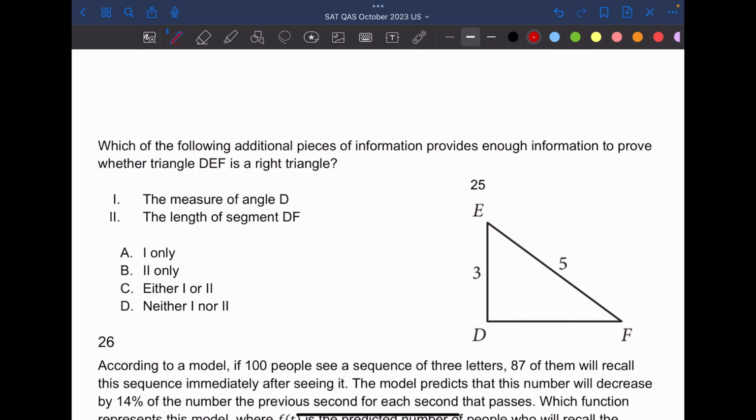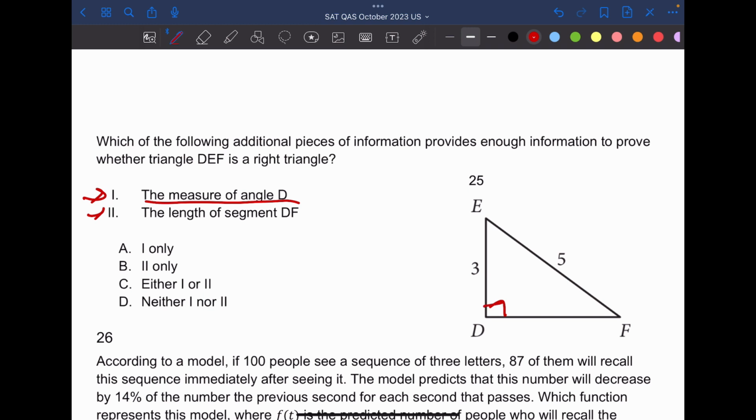Okay, question number 25 says, which of the following additional pieces of information provides enough information to prove whether triangle DEF, which is over here, is a right triangle? Okay, this one is pretty simple. We have to look at your 2 options here. So option 1 is to measure the angle of D. Does that help you find if this is a right angle or no?